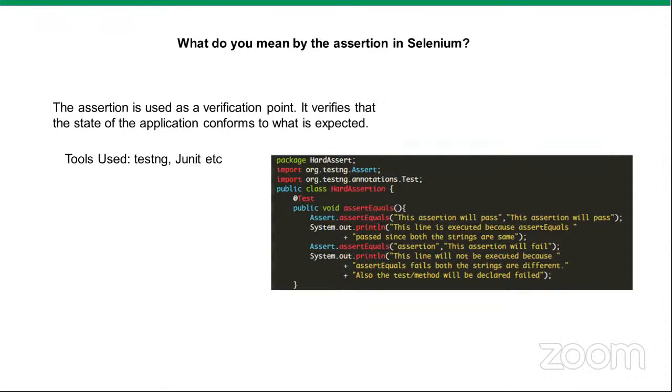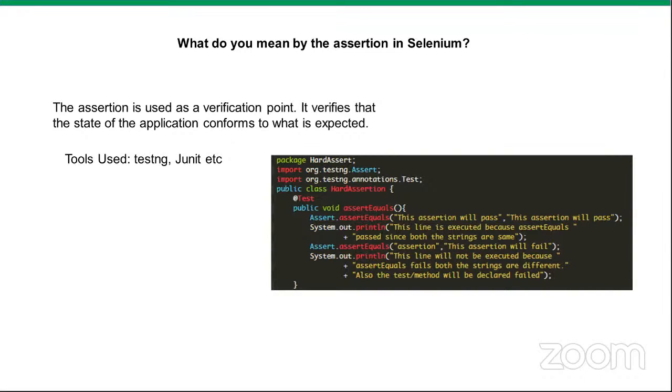So basically, when you're using tools, when you're having a framework, definitely you have to make use of any of the unit testing tools, like we have TestNG and JUnit in Java. There is MS test and NUnit in .NET, or we have PyUnit in Python. So these are some of the unit testing frameworks that are available, which can be used to do assertions.